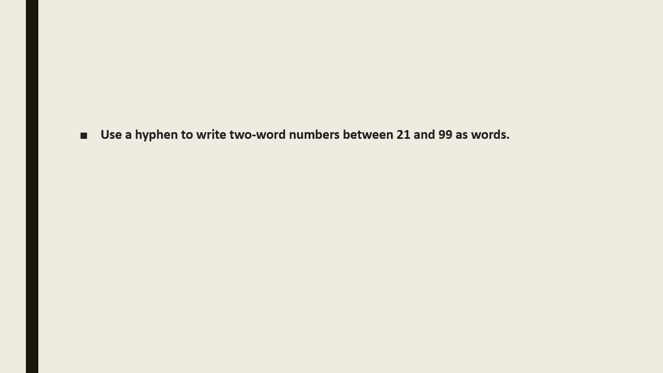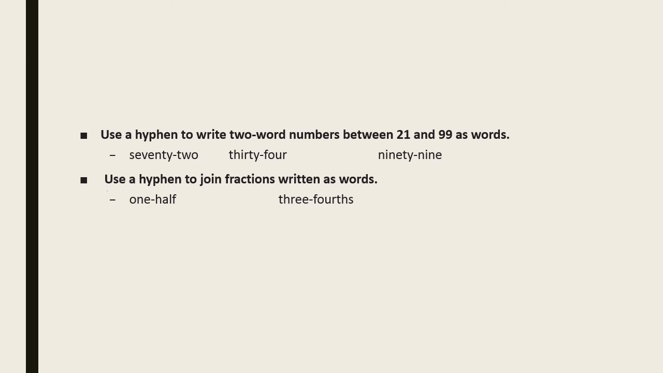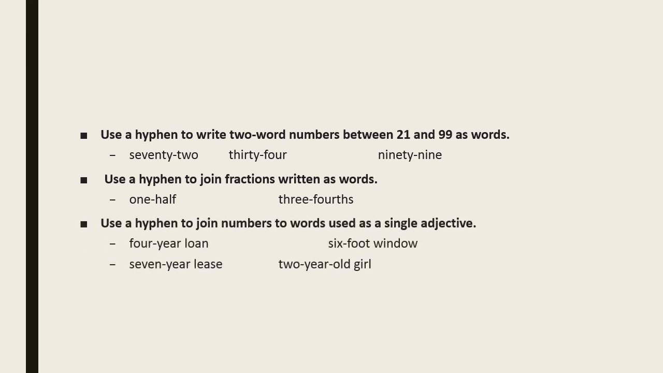We use a hyphen to write two-word numbers between 21 and 99 as words. So whenever we are writing numbers from 21 to 99 in words, we use a hyphen, like seventy-two, thirty-four, or ninety-nine. We use a hyphen to join fractions written as words, like one-half, three-fourths. We also use a hyphen to join numbers to words used as a single adjective, like 4-year loan, 6-foot window, 7-year lease, 2-year-old girl. Here we are joining numbers to words, and they are used as a single adjective. 2-year-old is a single adjective used with the word girl. So this number, which is more than one word but a single adjective, is joined with a hyphen.